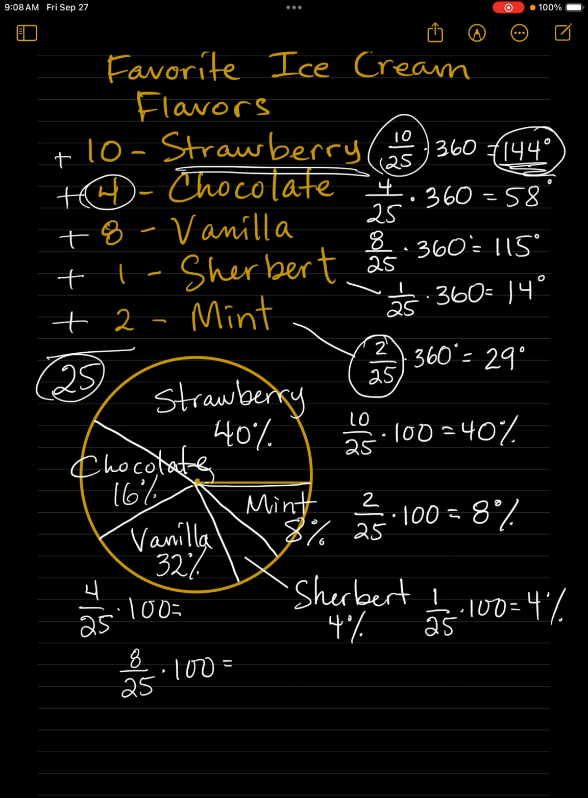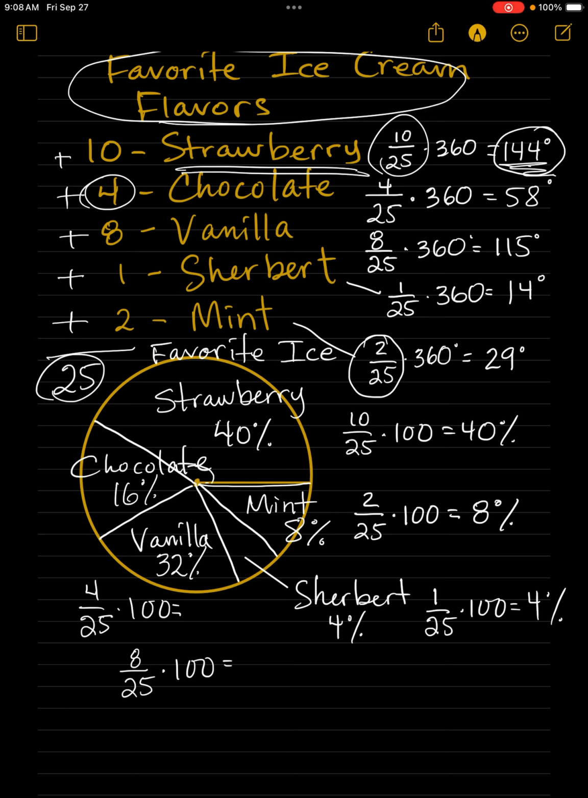And our final step is to label. Maybe a good title might be favorite ice cream flavors. And you would just put that up here, favorite ice cream flavors. And I suggest doing a rough draft first before you get going.